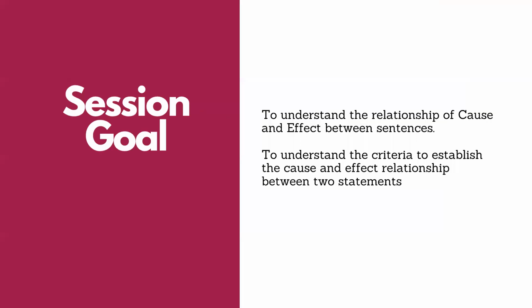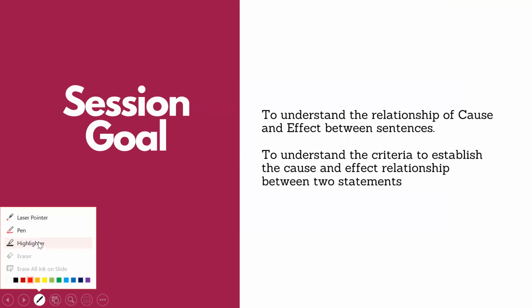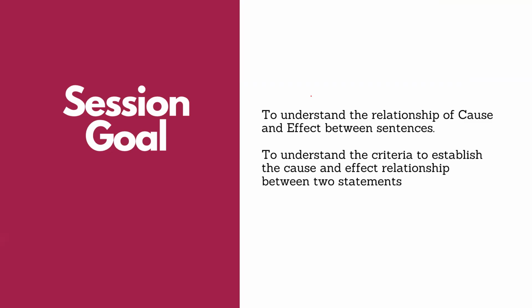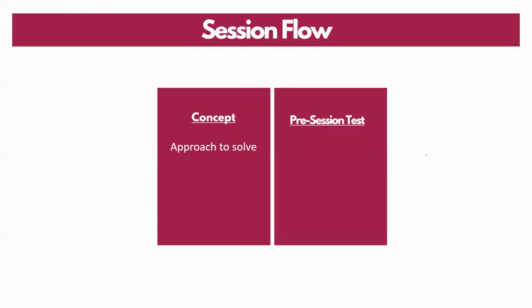All right, so our session goal is to understand the relationship of cause and effect between sentences, and to understand the criteria to establish the cause and effect relationship between two sentences. So the main thing is: when can we say that two sentences have a cause and effect relationship? This understanding will also help you in your reading comprehension passages or logical reasoning passages. So, session flow, approach to solve the question, and the pre-session test.